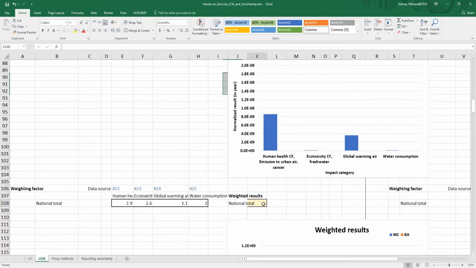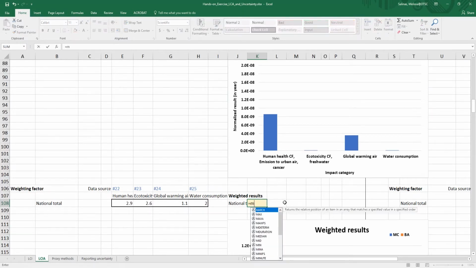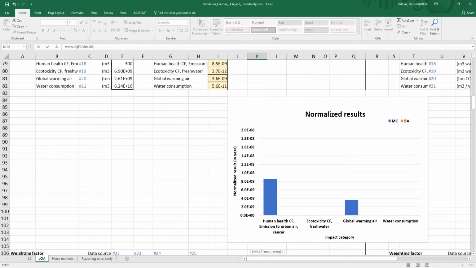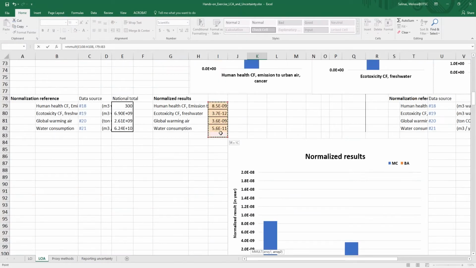And then the next step, I will just explain this so that you can just go through. Some of you will come quick, and some of you will take more time. So I will just go through it and walk through the tables. The weighting is basically matrix multiplication. We select these weighting factors to the normalized result.